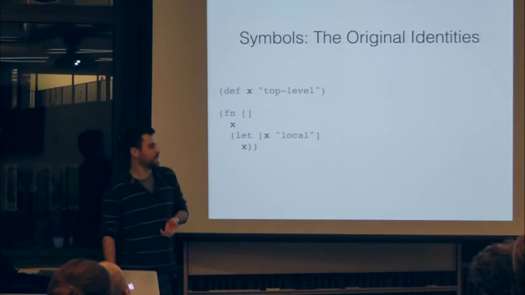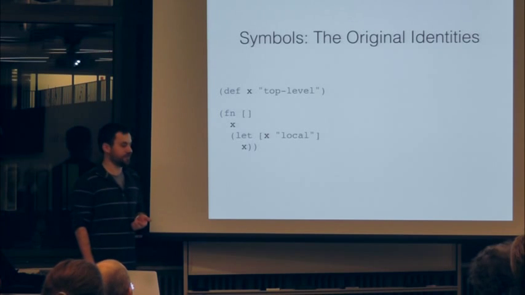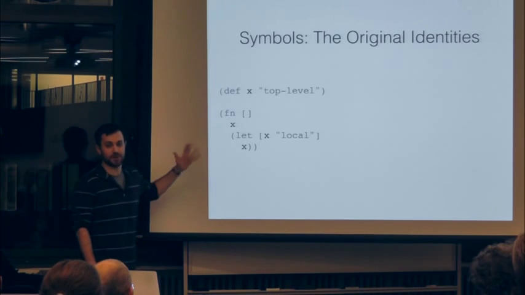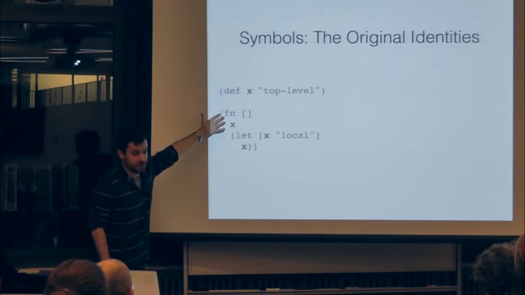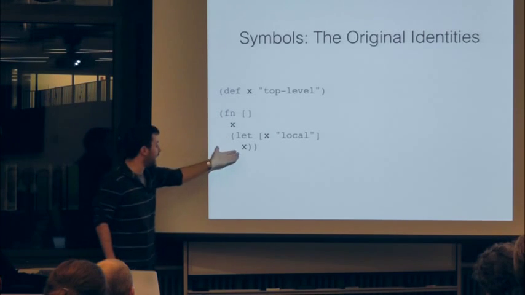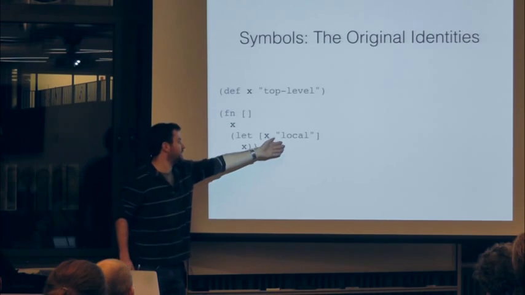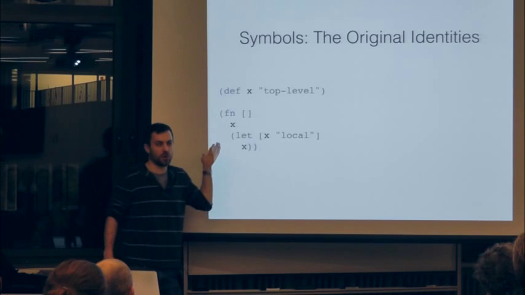So here's a piece of nonsensical Clojure code. You'd never write this, but it's just to illustrate the point. X doesn't do anything, right? It's this top level X, it gets returned. This whole thing can be simplified down to a function that returns a local.